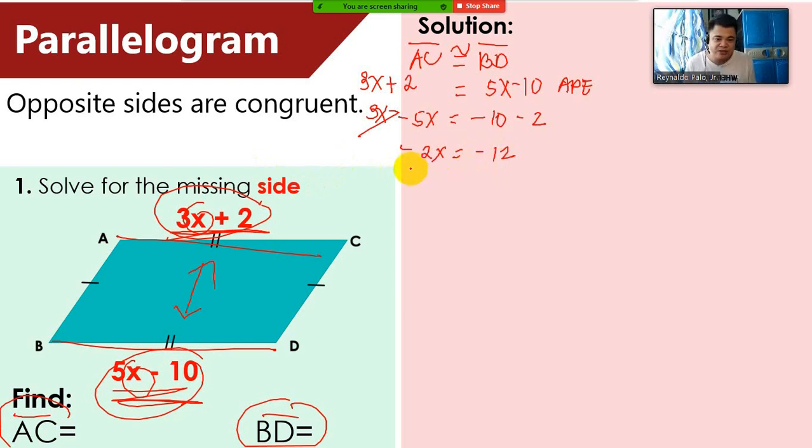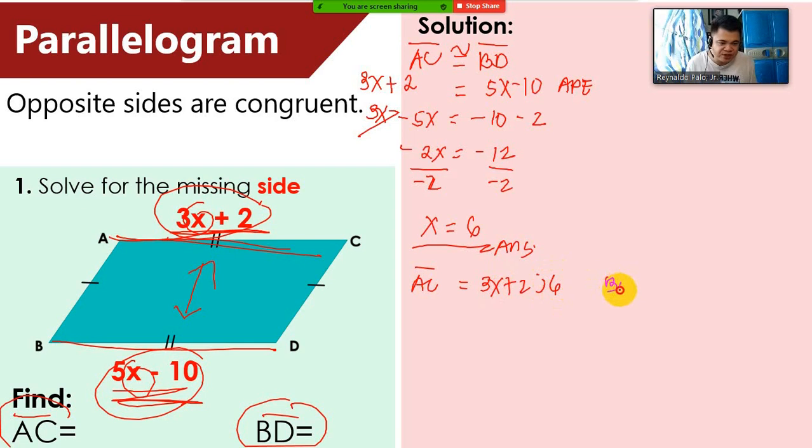We can apply the division property of equality by dividing both sides by negative 2, so that negative 2 cancels and becomes 1. We're going to have x, and negative 12 divided by negative 2 is positive 6. That is now the value of x. But we're not yet done, because we still have to use that value of x to solve for segment AC, which is 3x plus 2, where x is 6. And then we solve for segment BD, which is 5x minus 10, using the same value of x. Remember the property that opposite sides are congruent.